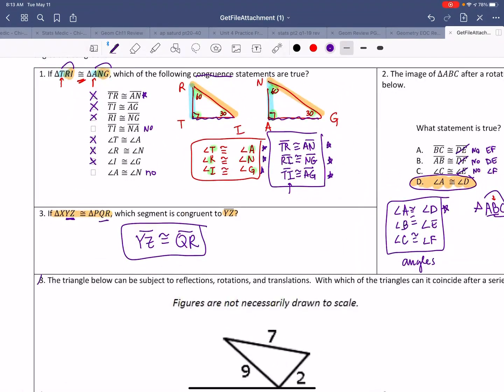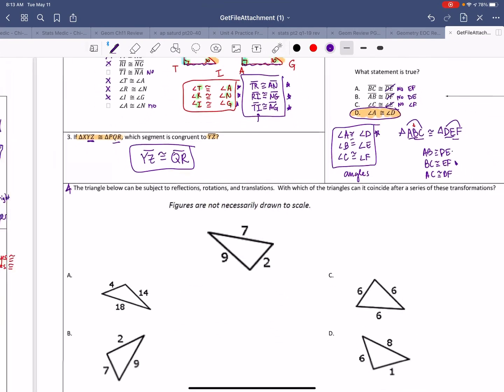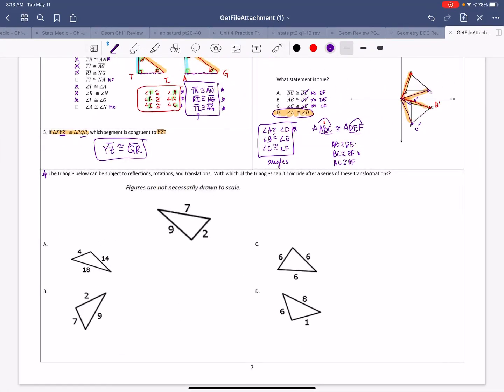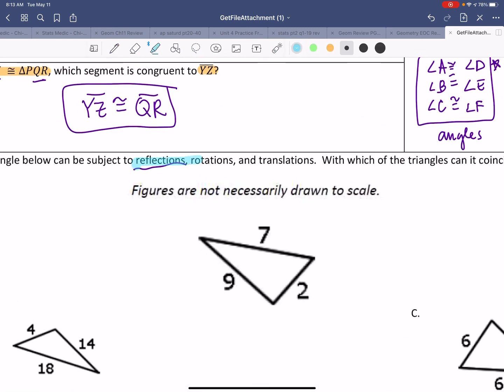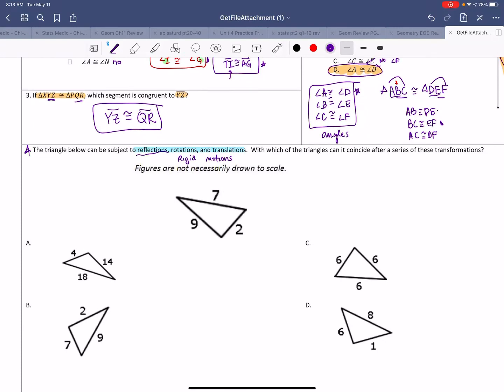Oh, that's weird. There's a typo. So this would be question number 4, because we just did question number 3. It says a triangle below can be subject to reflections, rotations, and translations. So these are all of our rigid motions. I'm just going to point that out. Which of the following triangles can it coincide after a series of these? Okay, so rigid motion means it's not going to dilate, so that's going to be congruent. So if it's only gone through combinations of reflections, rotations, and translations, if it's not been dilated whatsoever, then the only one it can match is B.